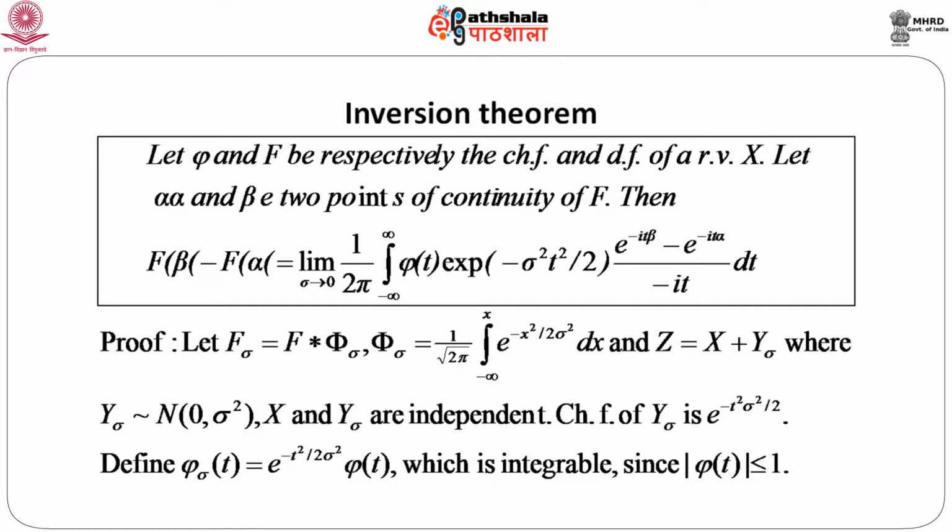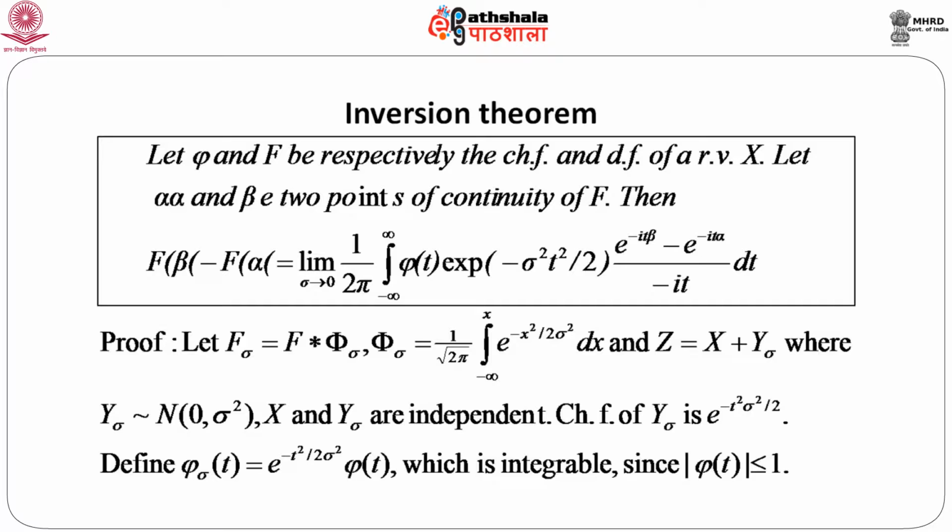So, for the proof, just recall what we have learned in convolution theory. Let us consider the convolution of two distribution functions. One is the f, that is the given distribution function of a random variable x, and capital phi sigma, which is nothing but the distribution function of a normal random variable with mean 0 and variance sigma square. So, capital phi sigma is a distribution function of a normal 0 sigma square variable, and let us denote this convolution by capital F sigma.